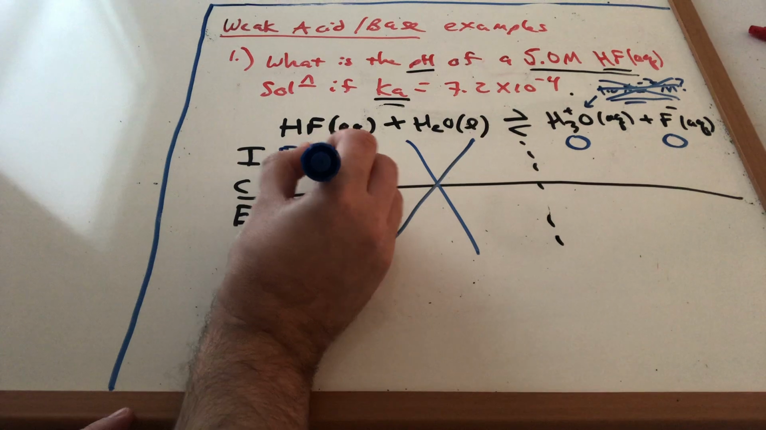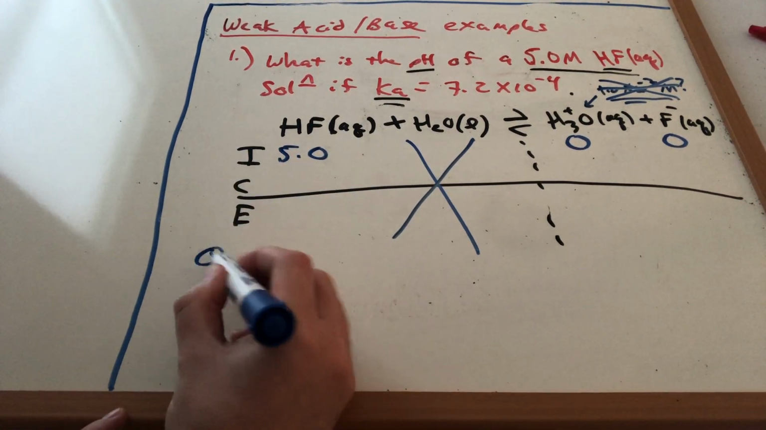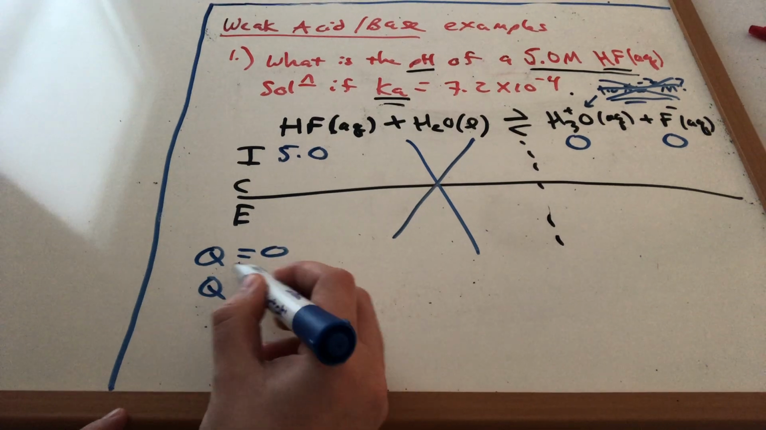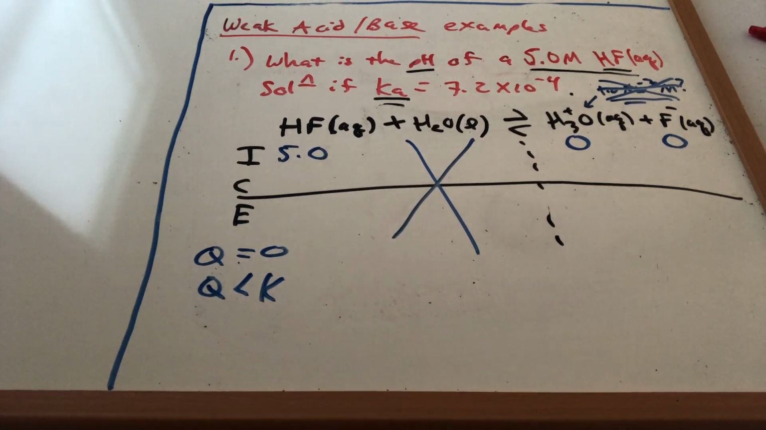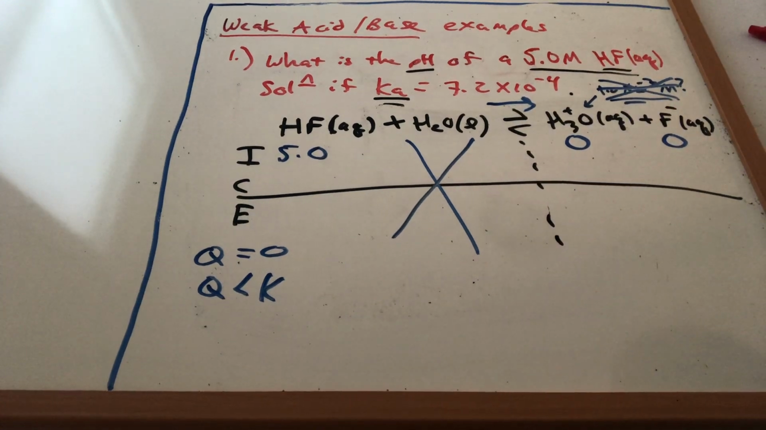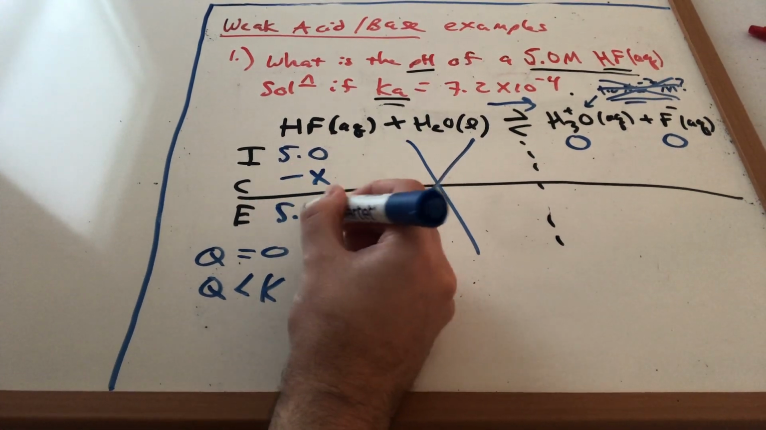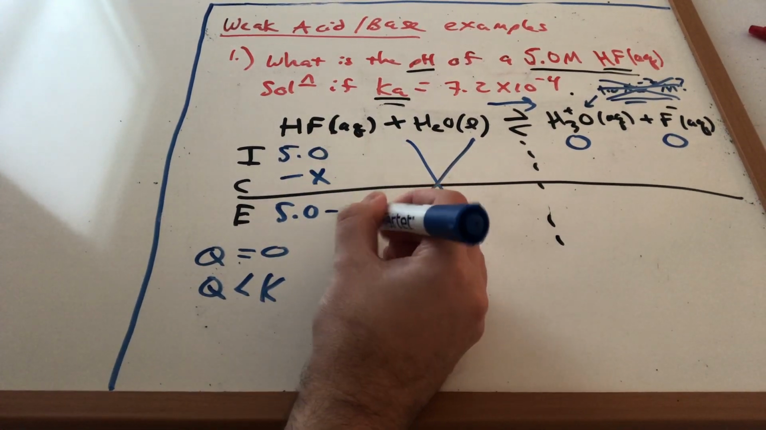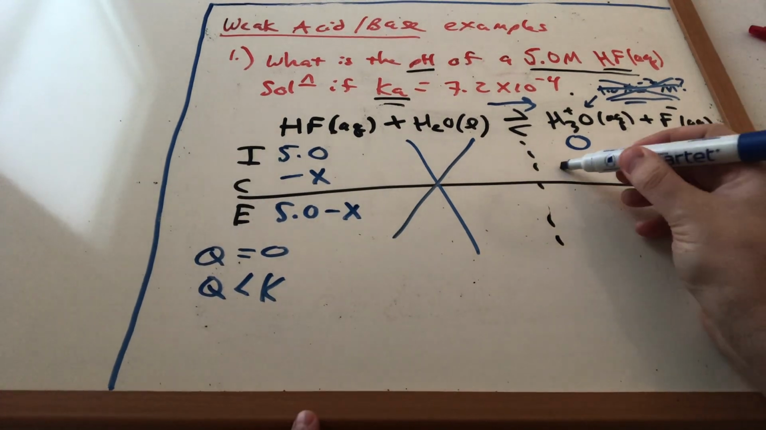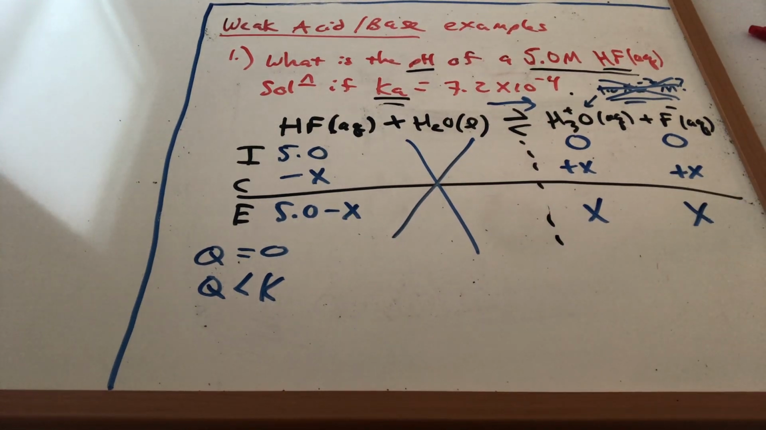Our initial concentration of HF is 5.0 molar. We do a Q versus K. Q equals 0, so Q is definitely less than K. So we know which way the reaction is going to progress: it's going to progress to the product side. So now I'm going to put in minus X here. I plus C equals E. I'm going to put a plus X here and here. I plus C equals E.